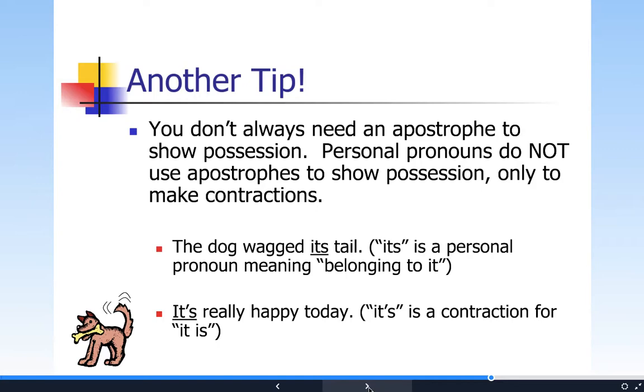Here's another tip. You don't always need an apostrophe to show possession. Personal pronouns do not use apostrophes to show possession, only to make contractions. The dog wagged its tail. Its is a personal pronoun meaning belonging to. It's really happy today. It's is a contraction for it is. So when you have the apostrophe in there, it stands for it is. In the first sentence, it wouldn't make sense if we said the dog wagged it is tail. We want to make sure that we take that apostrophe out, so it's just its tail.